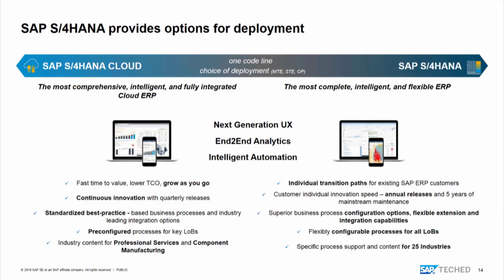Next generation UX, end-to-end analytics, intelligent automation. What you will see at times, SAP will provide new functionality first in the cloud. And because we have a yearly cycle in on-premise, then functionality will come into on-premise. Case in point, demand-driven MRP, predictive MRP came first into the cloud, and now it was released with 1908. But also there are different functional differences.